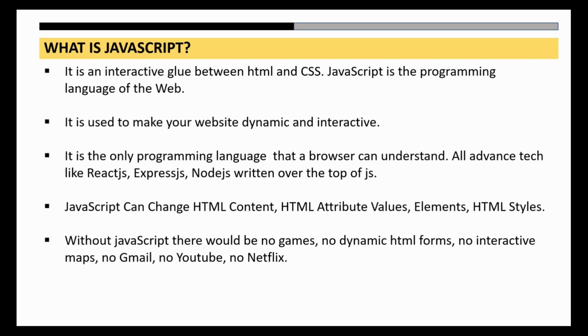And all your advanced UI technologies or advanced backend technologies are written over the top of JavaScript. You have advanced UI technologies like React.js, Vue.js, Angular.js. Now we have advanced backend technologies like Express.js, Node.js, all written over the top of JavaScript. When I say written over the top of JavaScript, it basically means they all use JavaScript concepts. So if you know JavaScript, that means you can work with all these advanced UI and backend technologies as well.